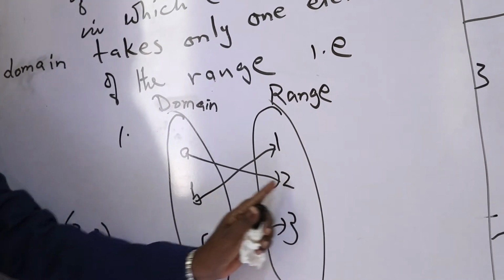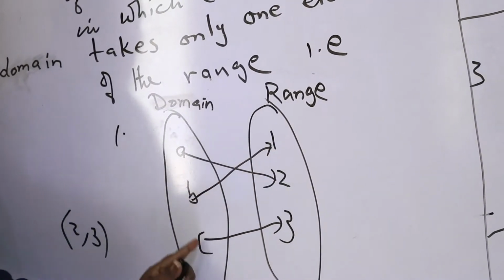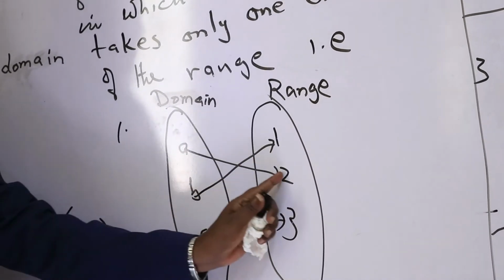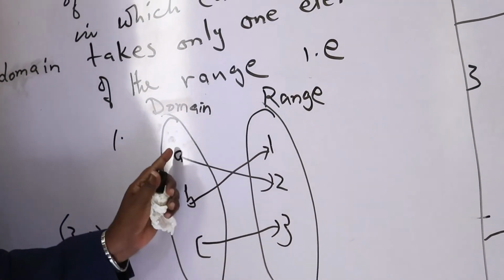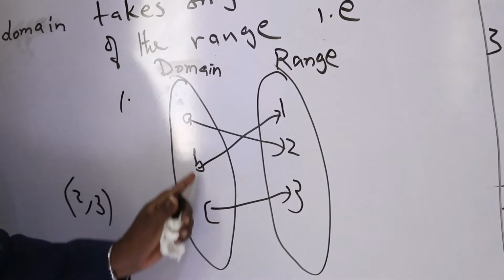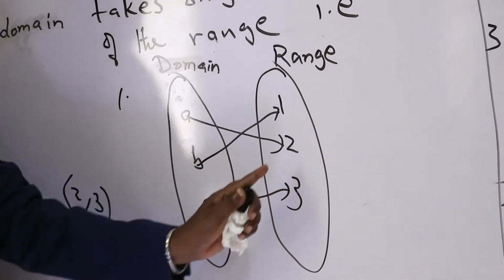A maps to 2, B maps to 1, C maps to 2, A maps to 2, B maps to 1, so that each element of the domain, as you see, takes one element.